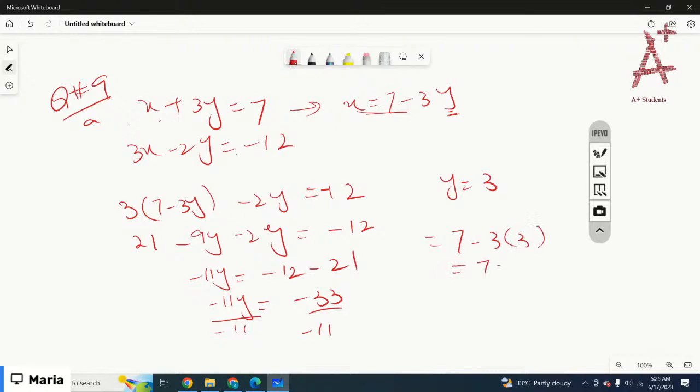x equals 7 minus 3 times 3. 3 times 3 is 9. 7 minus 9 is negative 2. So the solution of the system is negative 2 and 3.